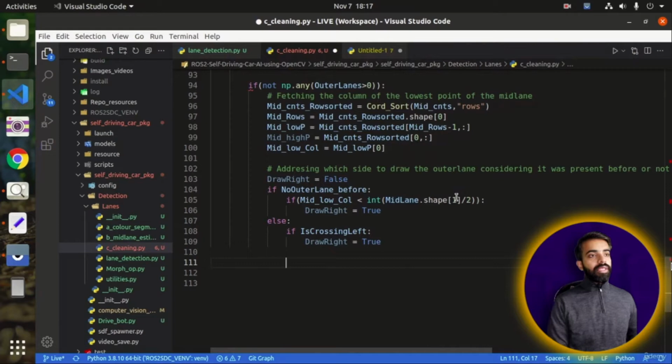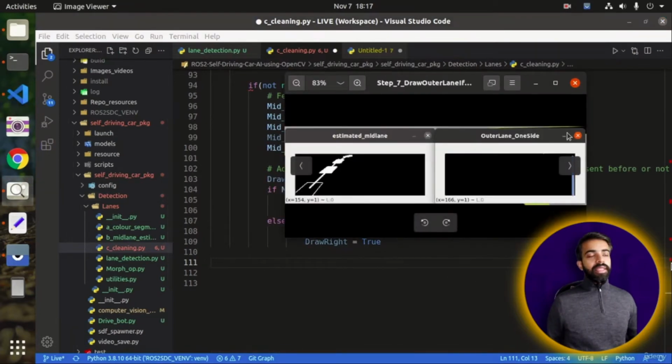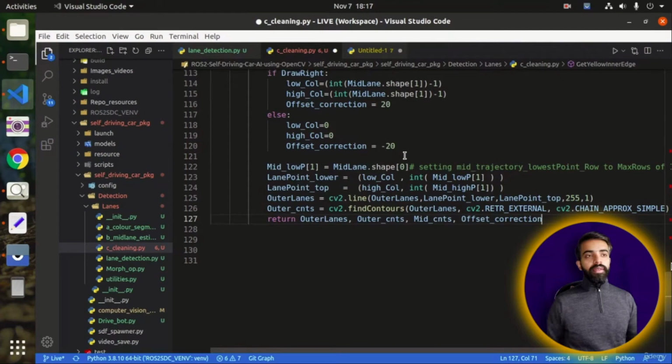Using this information, we proceed to draw our correct outer lane, which will look something like this. Because the mid lane is on the left-hand side, the outer lane will be drawn on the right-hand side, and it will be of the same height as the mid lane. Once we have drawn the correct outer lane, we simply retrieve its contours and return everything that we have. That is the new correct outer lane, its correct contours, and the mid contours. This will also give us the offset correction, because we do not have the actual outer lane but only the estimated outer lane. So we have to set a variable named offset to cater for that error.